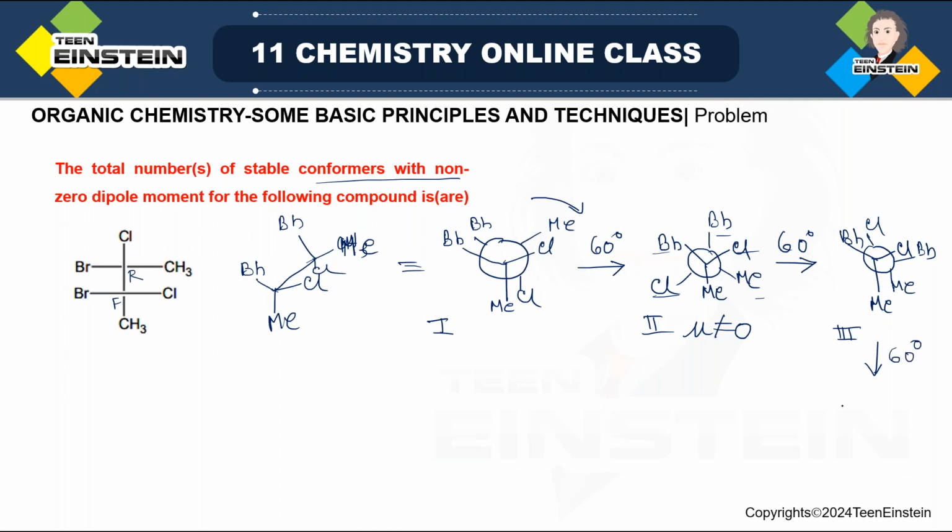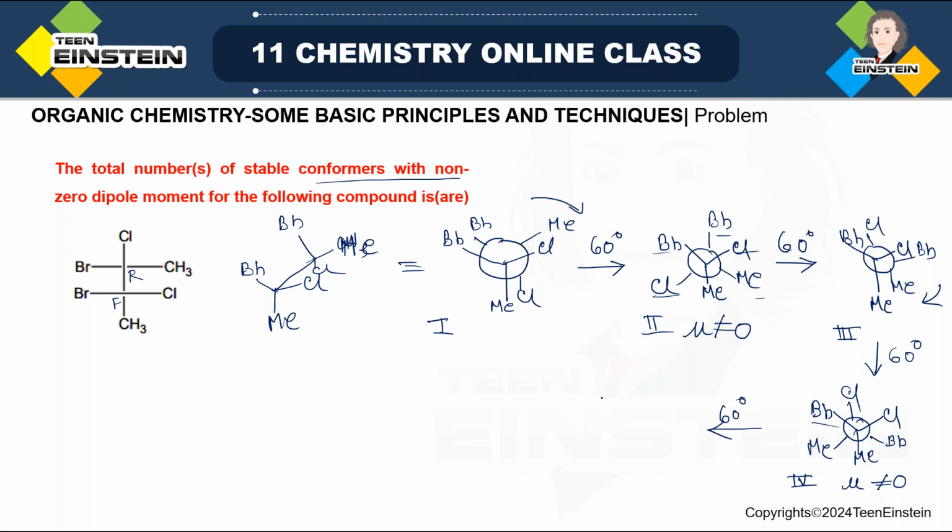Next, if I again move 60 degrees in this way, now bromine will be here, chlorine will be here, methyl will be here. Now in this case it is staggered, but it again has a non-zero dipole moment. That you can understand. Br and Br opposite, but Cl, Cl on the same side, methyl, methyl on the same side. So this can be considered as a correct answer. We will have to count it.